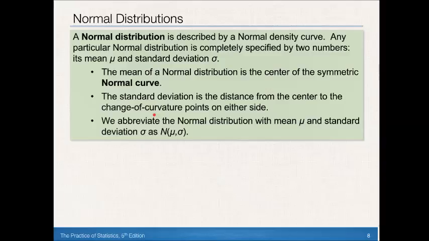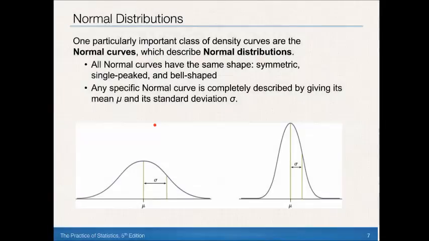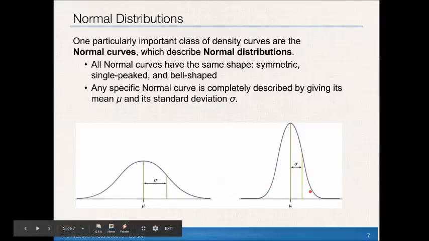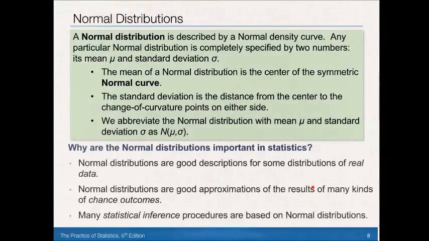And so if we go back to the pictures that we just looked at, we can see where the change of curvature happens right there and right there, and then of course it happens again down in here. So we'll look at how that occurs, and it is abbreviated N(mu, sigma).